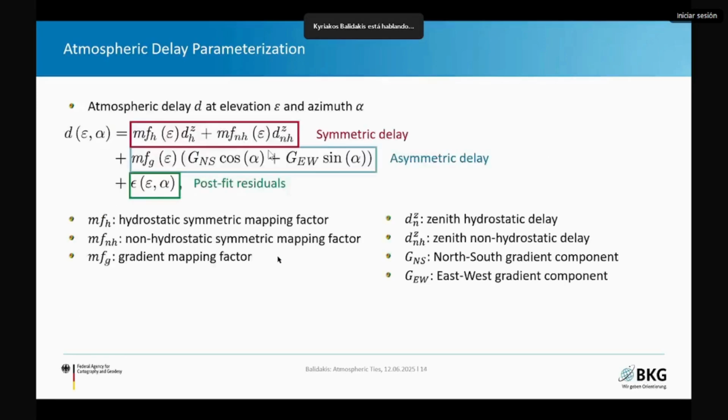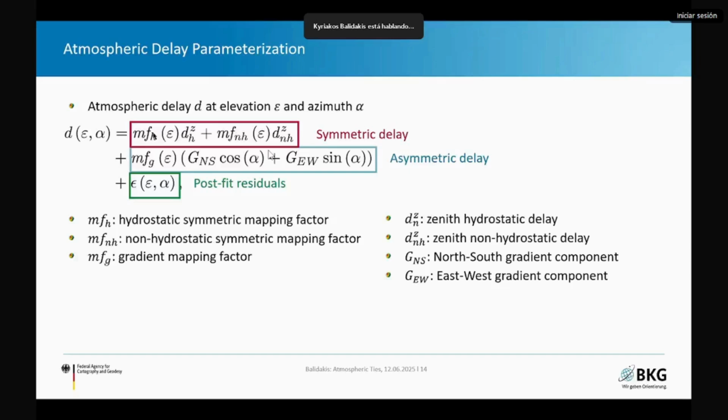Yeah, so the mapping function that the colleague refers to is this one here. This is for the hydrostatic component, and then this is for the wet or non-hydrostatic component. So this mapping function, the state of the art says that you do the following.